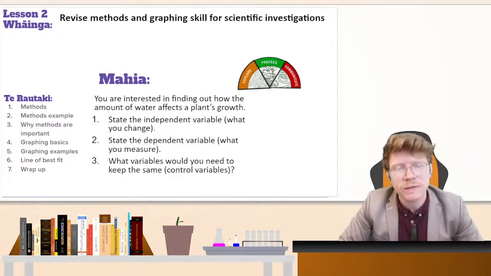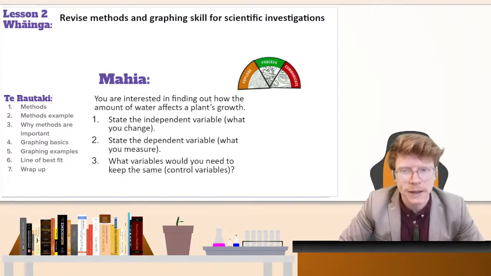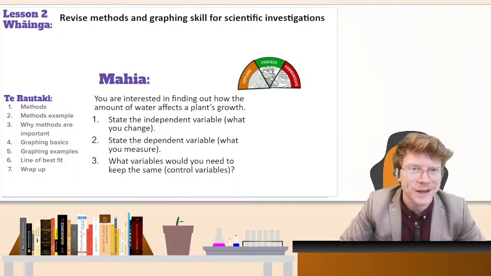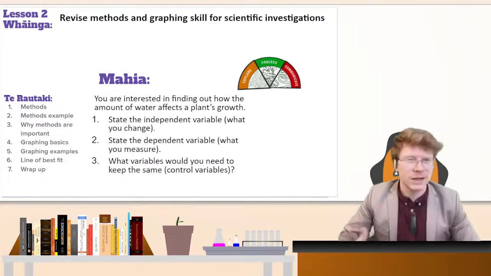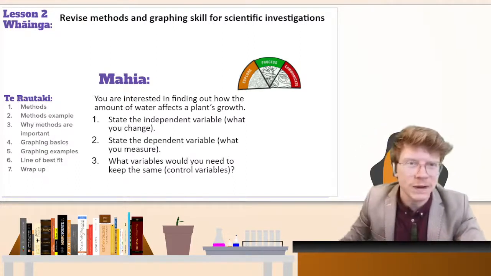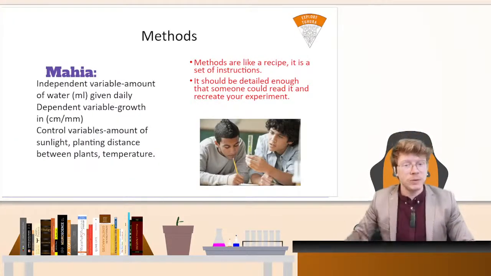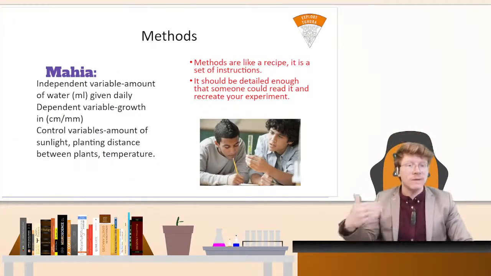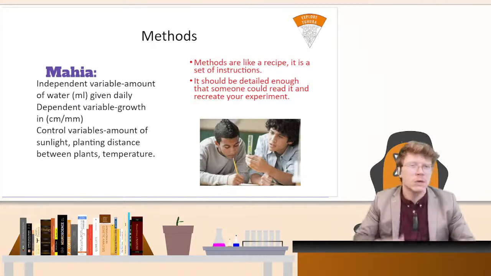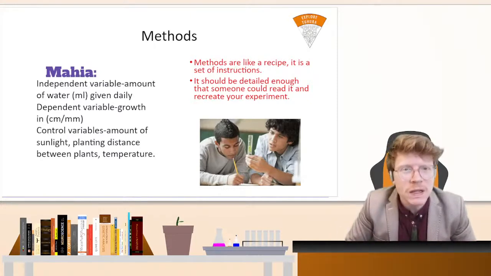You're welcome to pause the video here and have a little bit of a think about how you might answer these, because I'm going to reveal them in a second. Okay. If you just want to continue through with me, though, let's have a little bit of a look. How would we do this? Well, our independent variable would be the amount of water we give each day, or each week, or whatever it may be. And we give a unit for it.